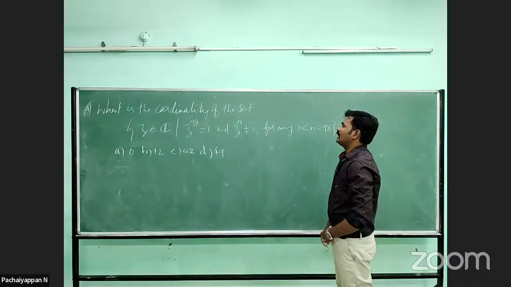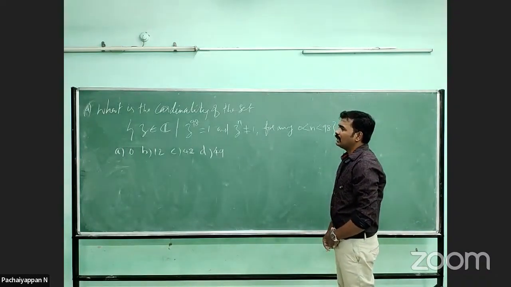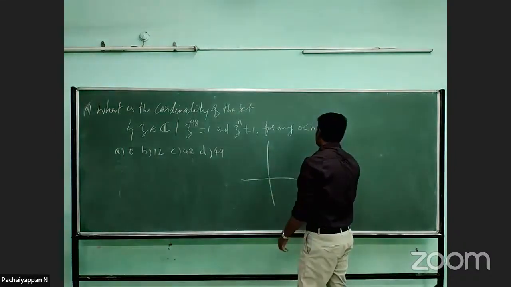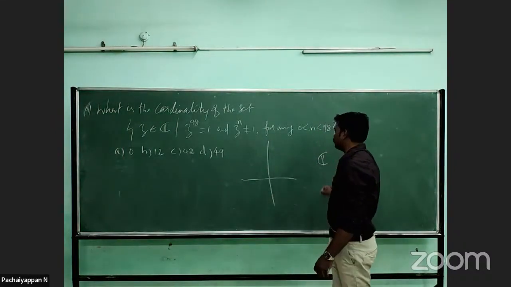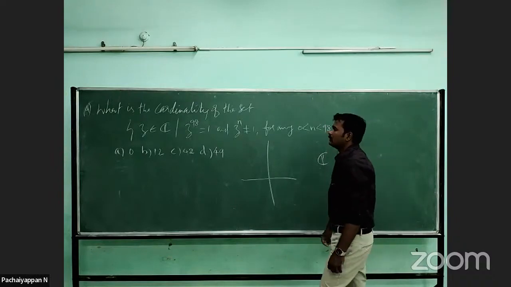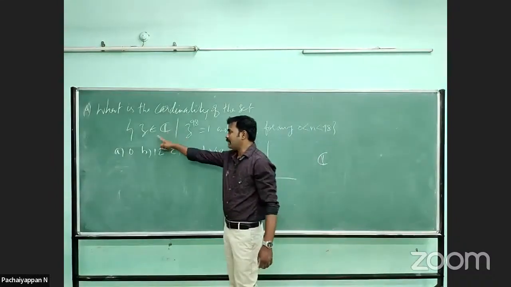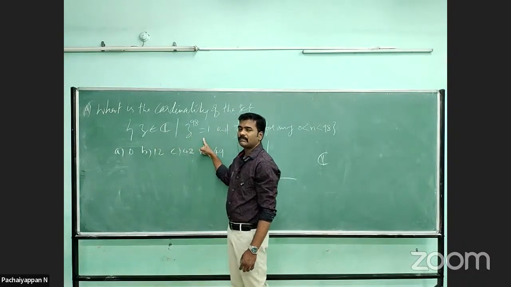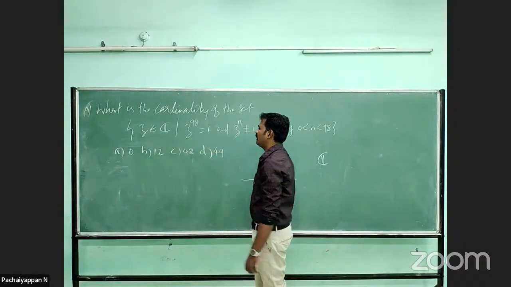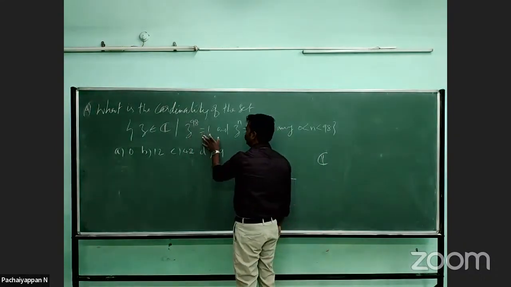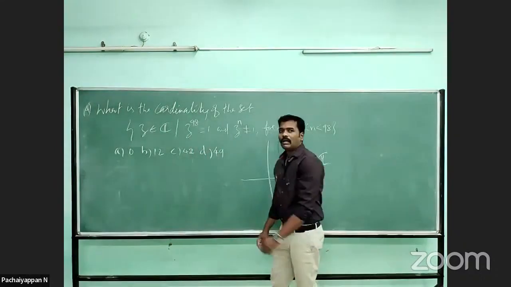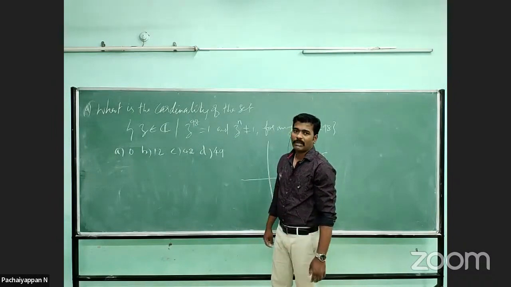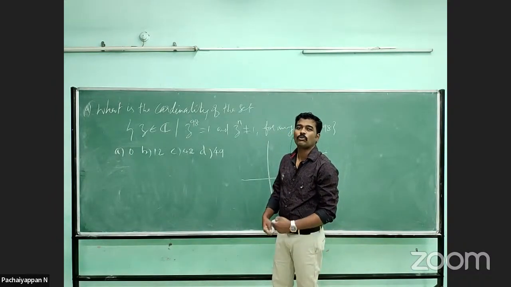What is the cardinality of the set? First, what is the meaning of that? C star, C is the complex plane. They are collecting elements in the complex numbers. The element has this property. What is that meaning? Z power 98 equal to 1. Then what is that meaning? Z power n equal to 1 means they are collecting nth roots of unity.